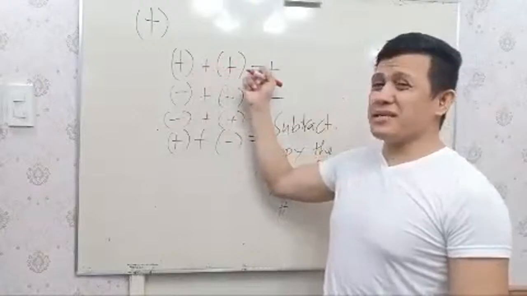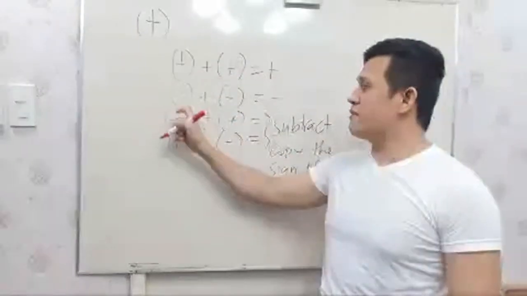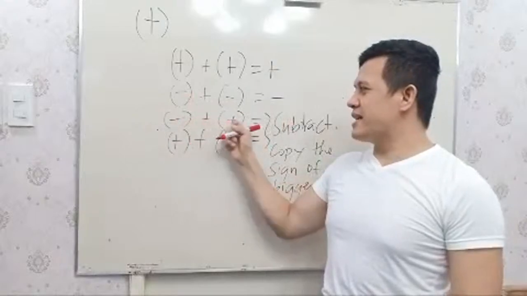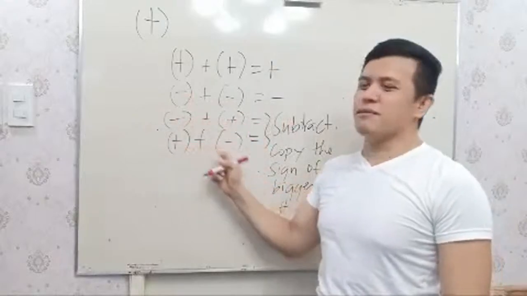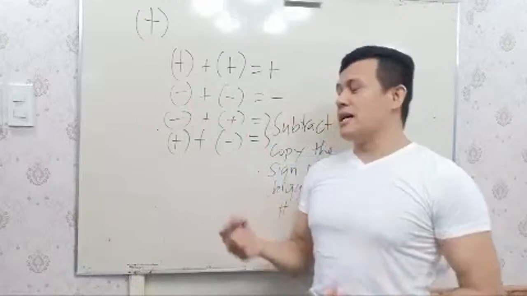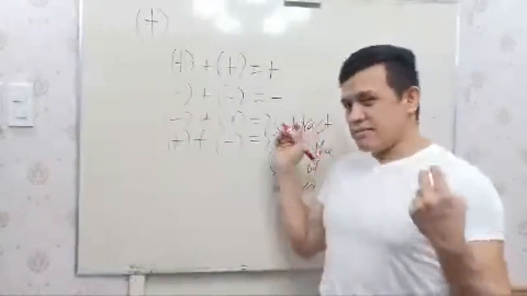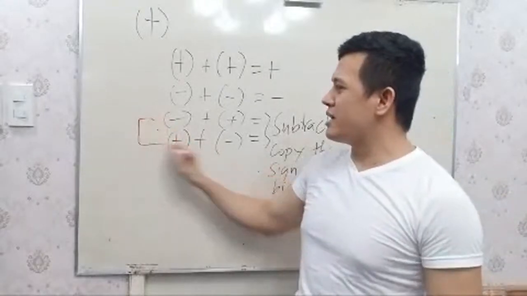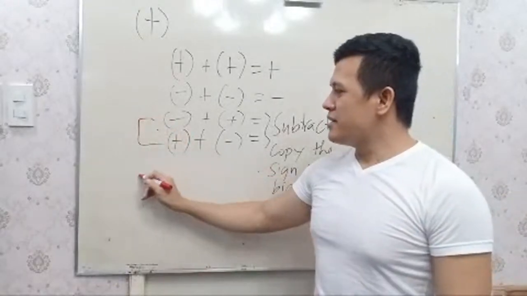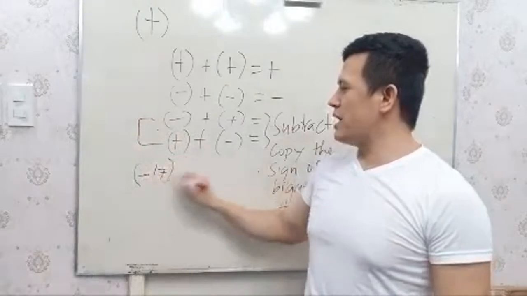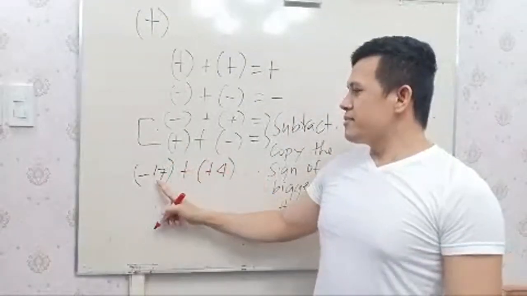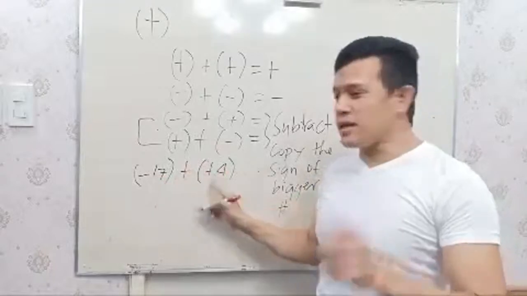Kasi ito, pag positive plus positive, that's positive. And then negative plus negative, that becomes negative. And then negative plus positive, and positive plus negative, that will always give you the subtract first, and then copy the sign of the bigger number. So ito lang yung gagawin ko ng example. Shall we say negative 17, okay? Plus positive 4. Subtract nyo lang, 17 minus 4, that is 13, okay?